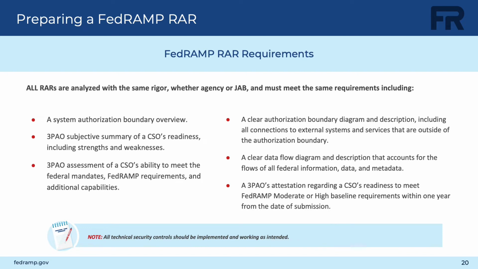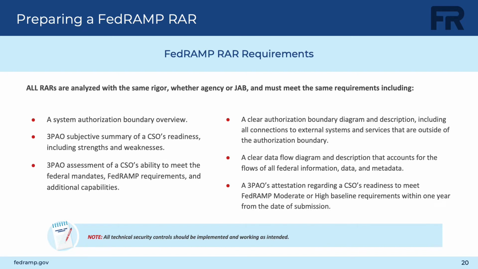The RAR must provide an overview of the system that includes a description of a clearly defined and maintainable authorization boundary, and must provide a subjective summary of a CSO's overall readiness, including rationales such as notable strengths and other areas for consideration. It should provide an assessment of a CSO's ability to meet the federal mandates identified in Section 4.1, the federal FedRAMP requirements identified in Section 4.2, and additional capabilities identified in Section 4.3.